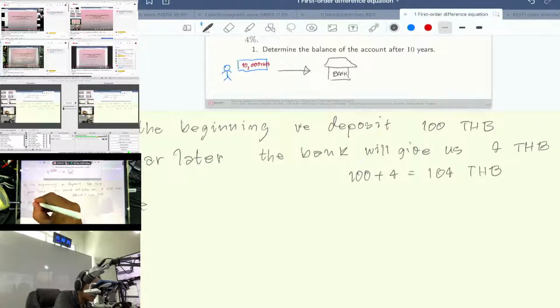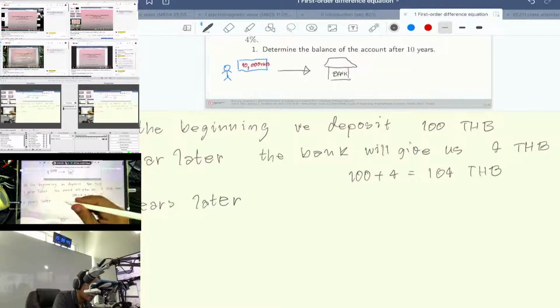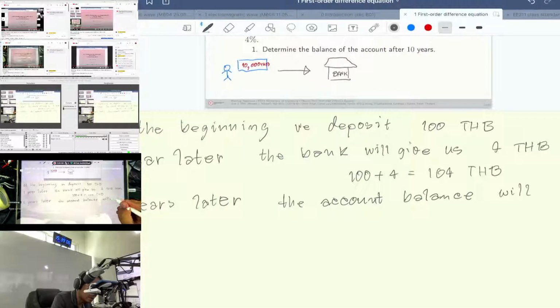2 years later, after the beginning, okay. So the account balance will be, what is that?